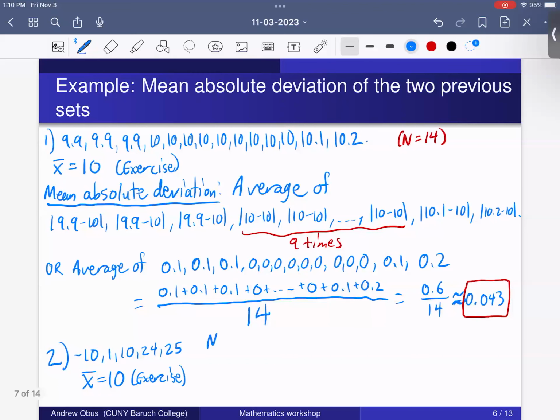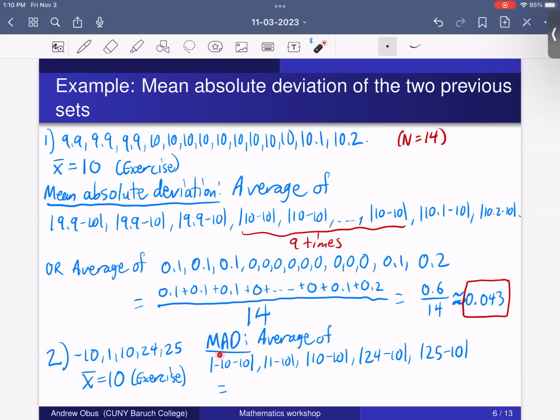And then for the mean absolute deviation, which I'll just abbreviate MAD, what do we have? This is the average of the absolute values of negative 10 minus 10, 1 minus 10, 10 minus 10, 24 minus 10, and 25 minus 10. And so what is that? Well, we have negative 10 minus 10, that's negative 20, but we have to do the absolute value, so it's 20. The idea is that minus 10 is 20 away from 10.